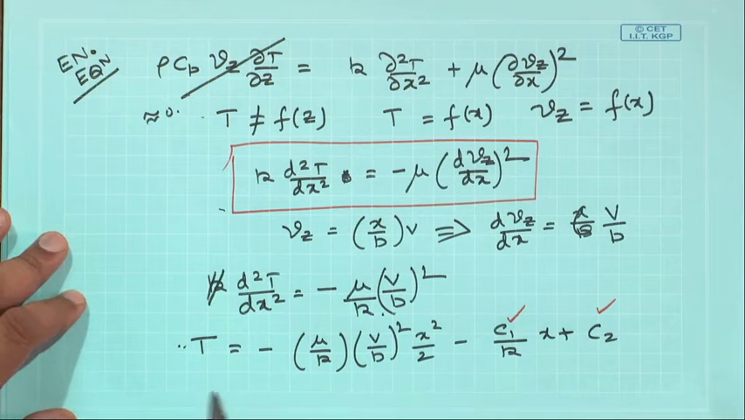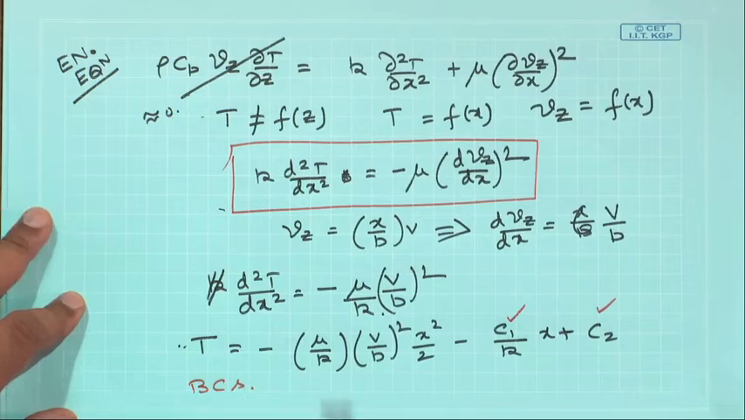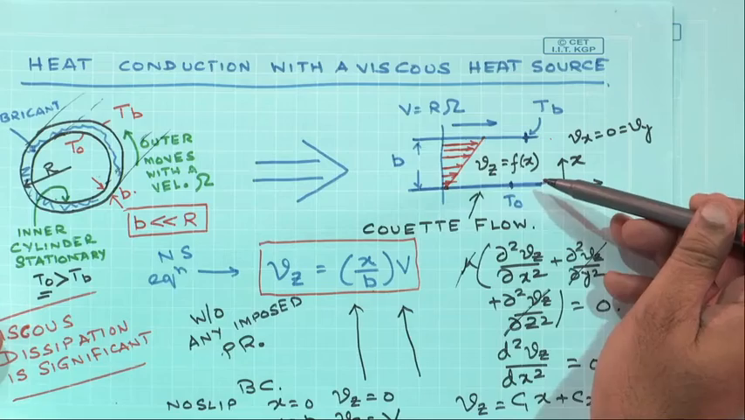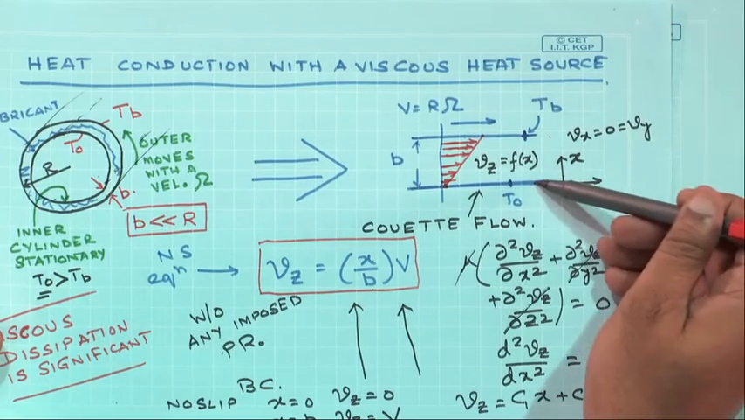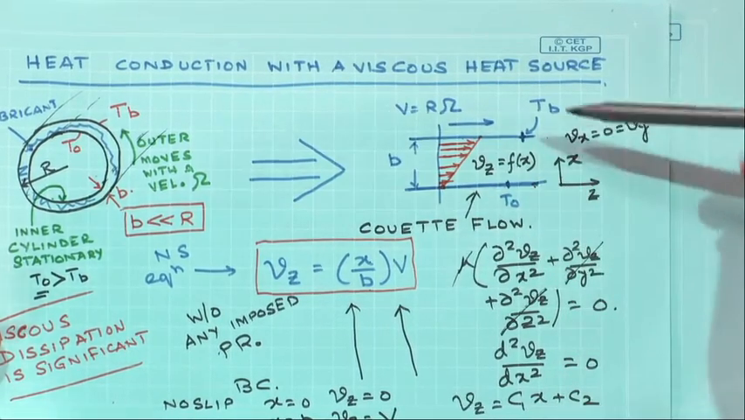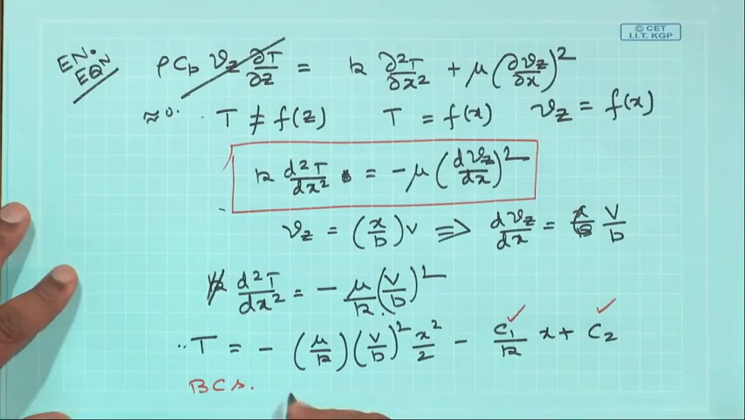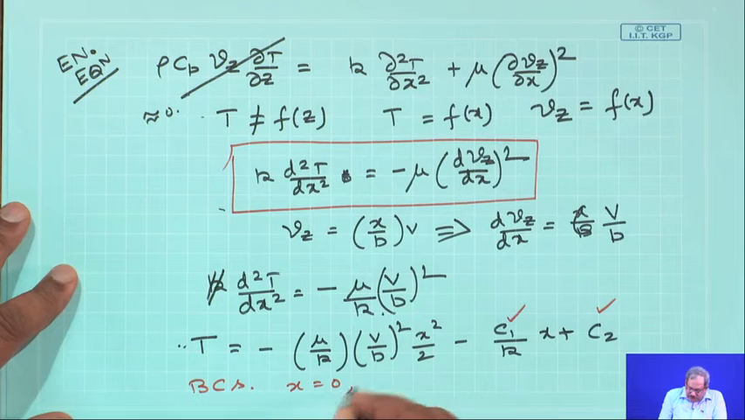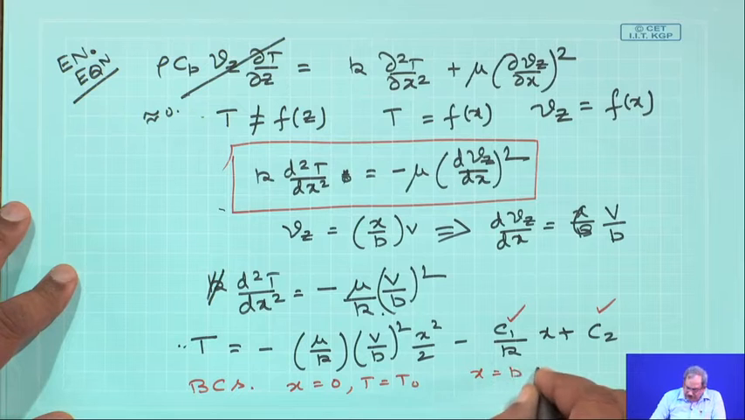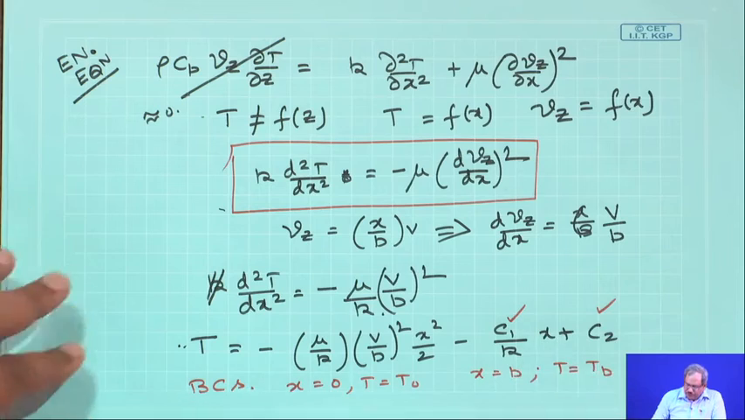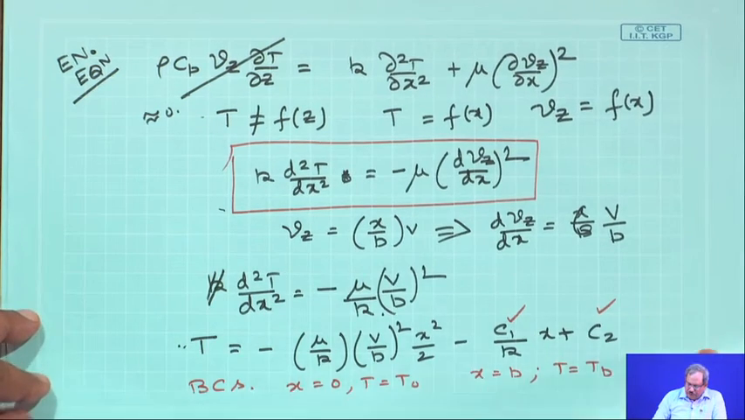In order to evaluate this, you need two boundary conditions. So, what are the boundary conditions? You can see that the temperature at x equals 0 is T0, temperature at x equals b is Tb. So, the boundary conditions are x equals 0, T is equal to T0, and at x equals b, T is equal to Tb. Use these two boundary conditions to evaluate C1 and C2.